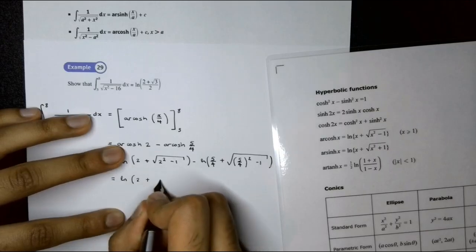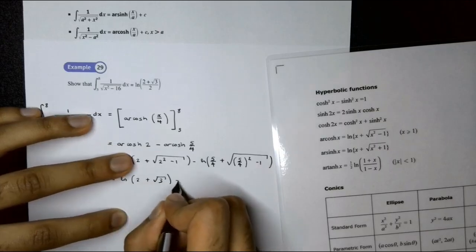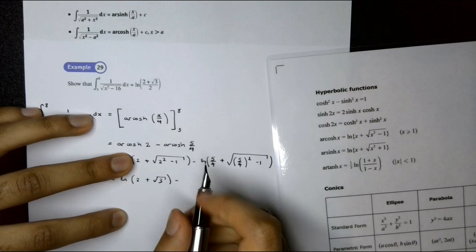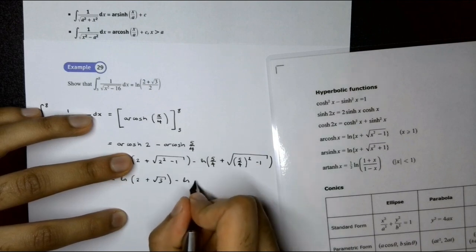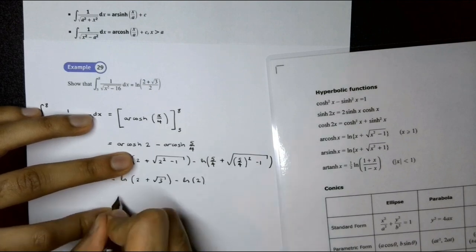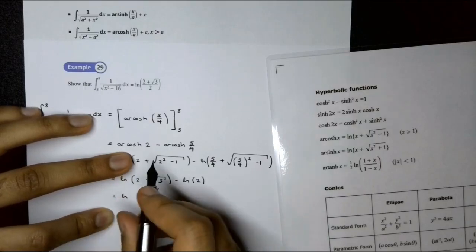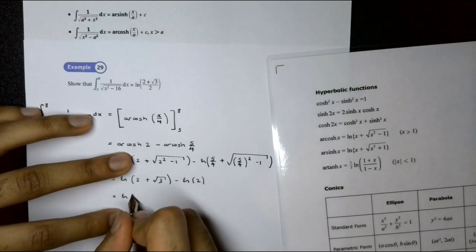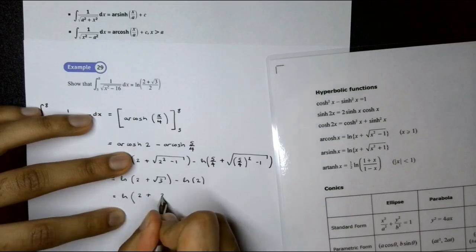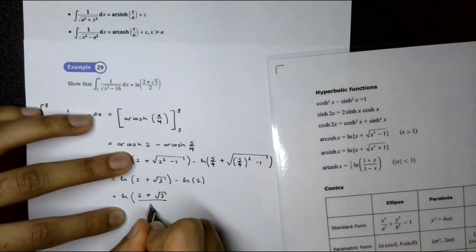So if we work all of this out, you can see here we've got the natural log of 2 plus root 3. And if we work out the result which we have over here, we've got the natural log of 2. So tidying all this up by combining the logs using the subtraction rule of logs, we've got the natural log of 2 plus root 3 over 2.